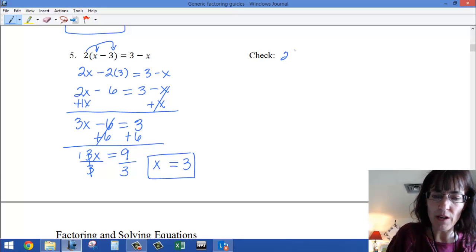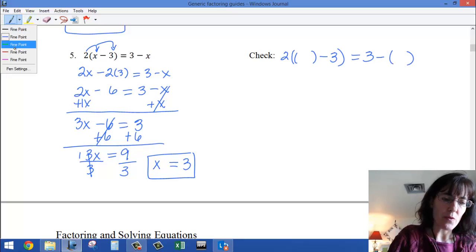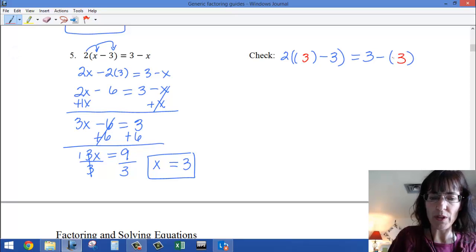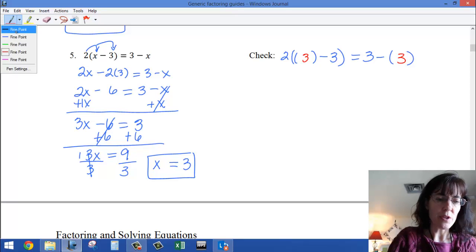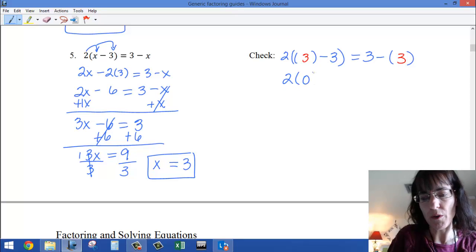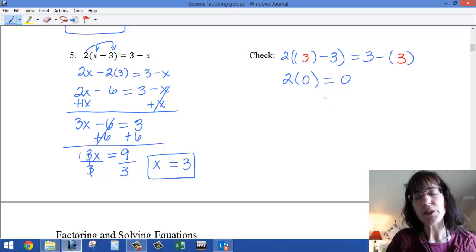So check it, I have 2 times the quantity. I'm going to plug in my 3 there, and then 3 minus the x again. So the thing I'm plugging in is a 3 in both places where there was an x in the original equation. This one's interesting because I see that I have 2 times the quantity 3 minus 3, which is 0. Equals 3 minus 3, which is also 0, and 2 times 0 is definitely 0, so that x equals 3 is correct.